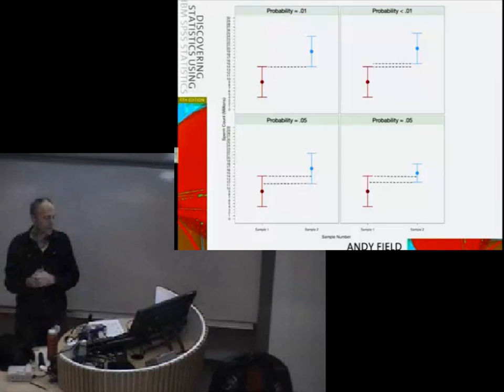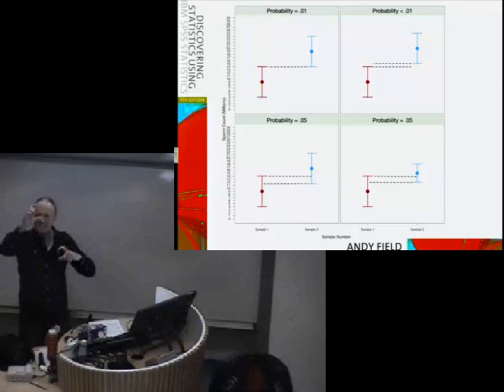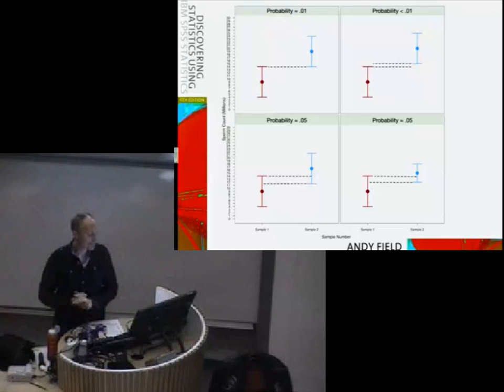Then that probably means they're from different populations. So when you look at error bar graphs with confidence intervals on, and the confidence intervals don't overlap, basically that means that the groups are from different populations, or whatever you've done to the different groups has had some kind of meaningful effect.